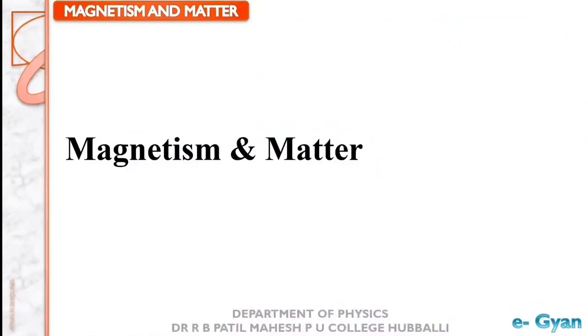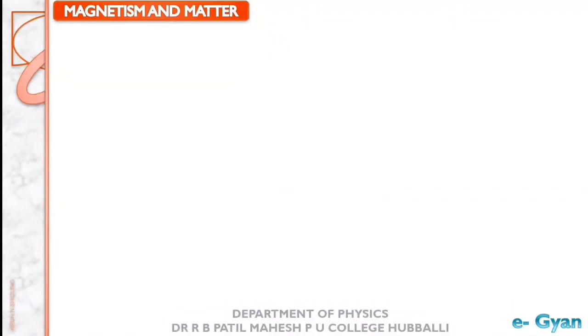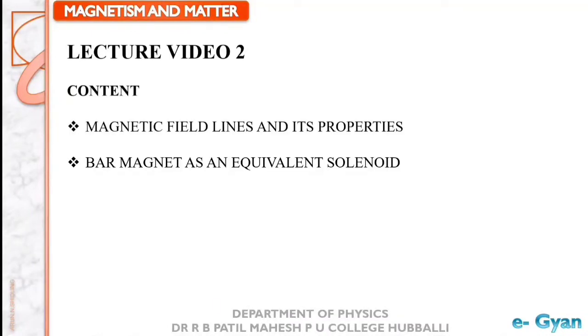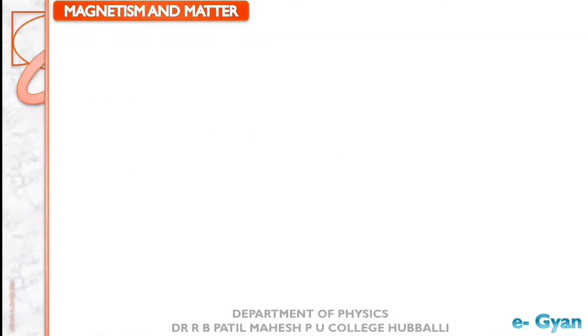Hello dear students, let us begin with our today's video lecture 2 of the chapter Magnetism and Matter. Today's topics to be discussed are magnetic field lines and its properties, and bar magnet as an equivalent solenoid. Let us begin with magnetic field lines and its properties.